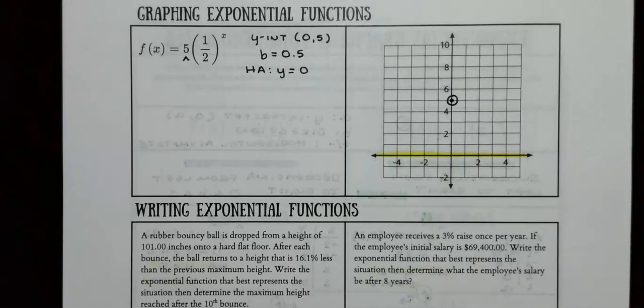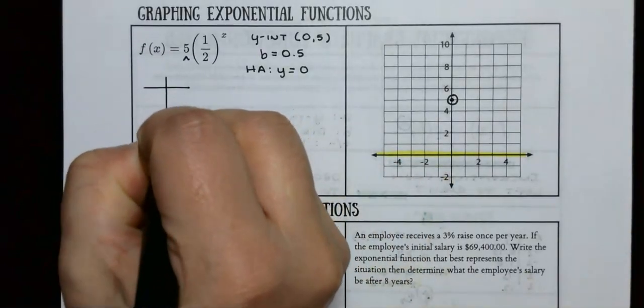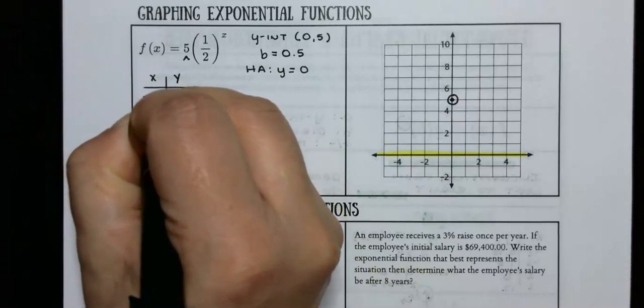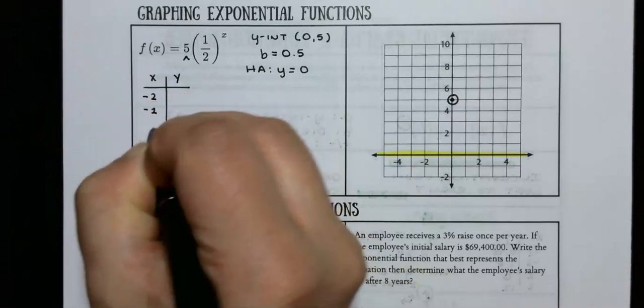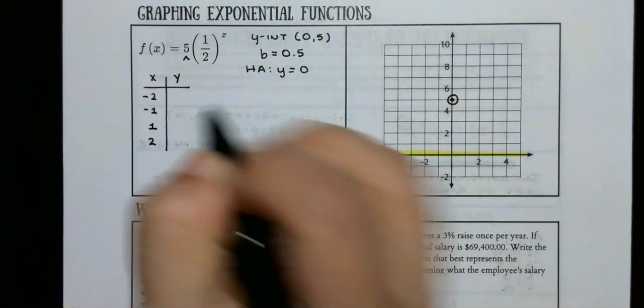Alright, with that being said, let's go ahead and create a table so we can add some additional points and give this graph shape. So with that, I'm going to create my x and y. Remember, you want to use small numbers. So I'm going to do -2, -1. We already have the 0, so we're just going to do 1 and 2.